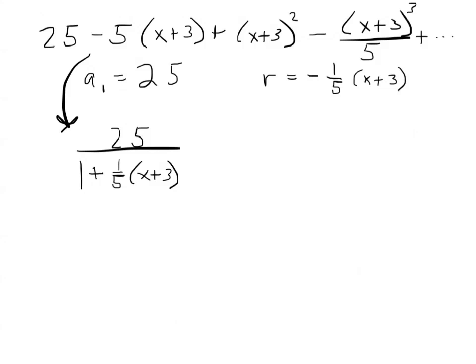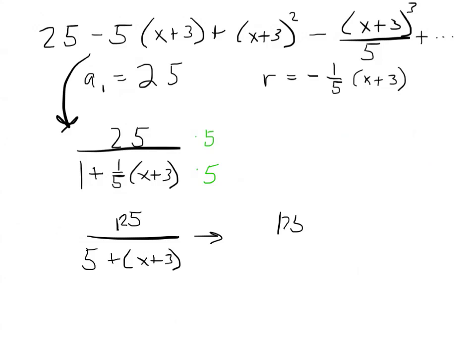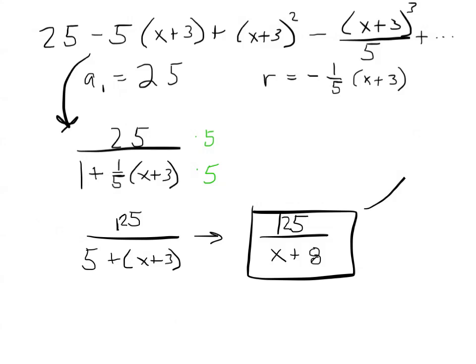So when we see something like that, what you'll want to do is multiply top and bottom by 5, because if I do that, it'll cancel with that thing that's there. So when I multiply that in, I'll end up with 125 over 5 plus x plus 3. And so I could simplify that further to get 125 over x plus 8. And that is apparently the same as that power series on the interval of convergence.